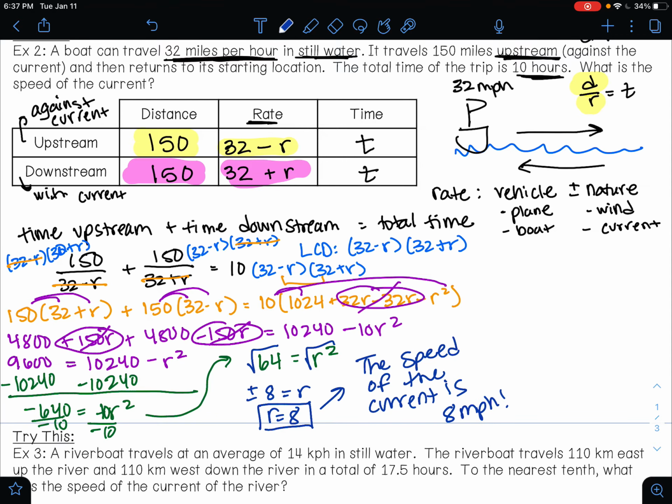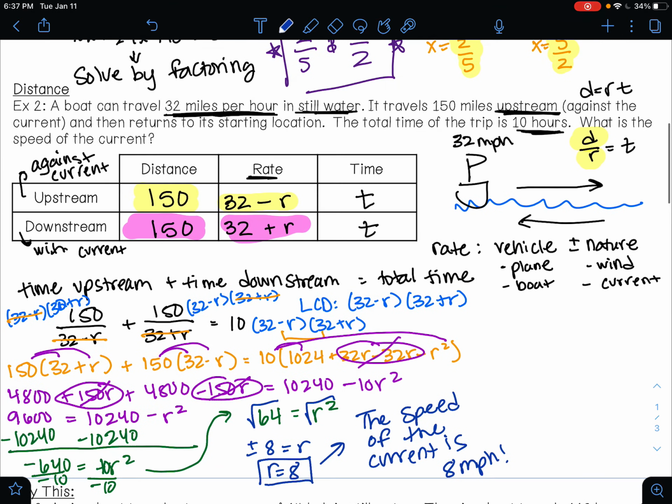Now, if you're saying, wait, we didn't check for excluded values, if you look at your excluded values, your denominator is r minus 30, or 32 minus r, and 32 plus r. Here you're going to get positive 32, and over here you're going to get negative 32. So when you do that, you can't have positive 32 or negative 32 as a solution. We did not get that here, so our excluded values do not have an impact on our solution. So this is our answer.